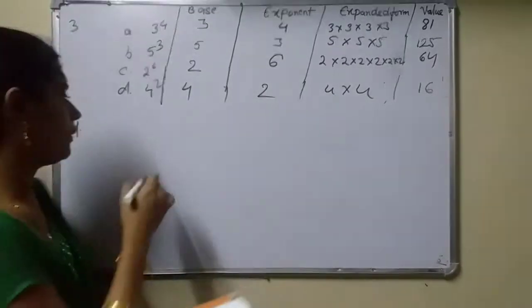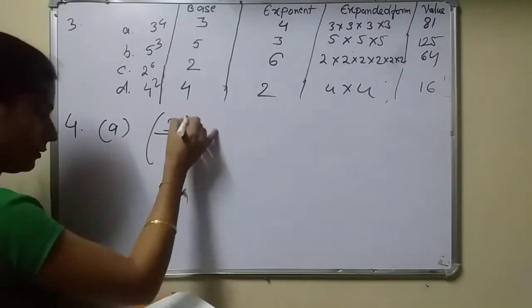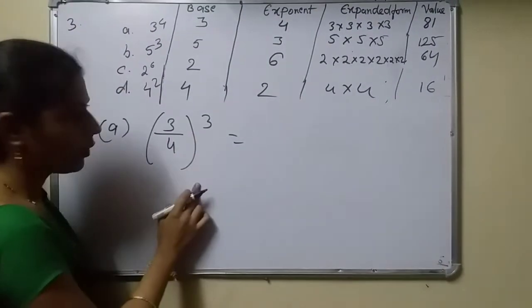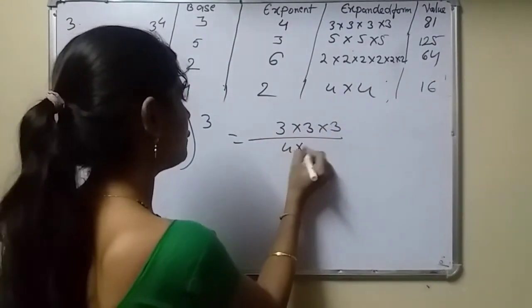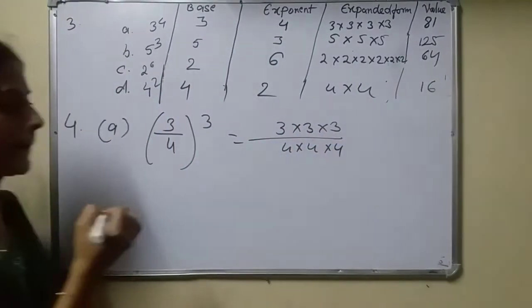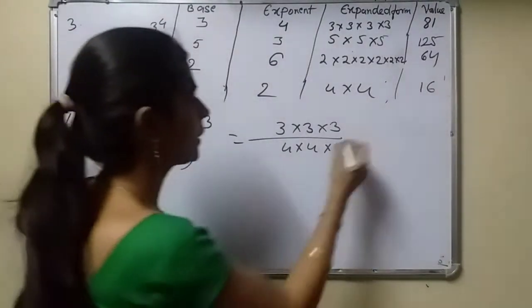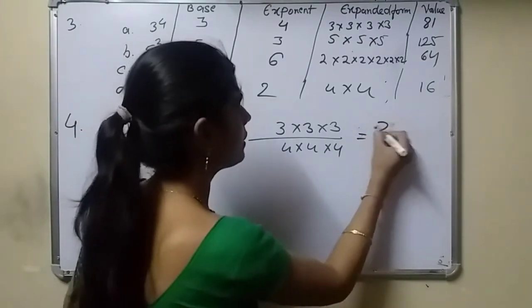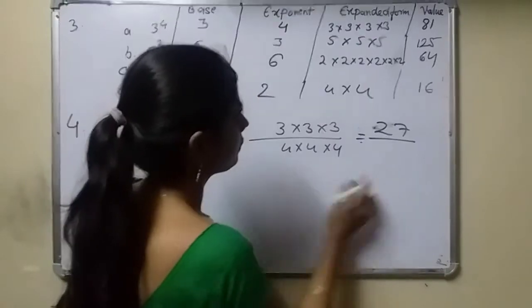Okay. Now see question number 4. Find the value of the following. 3 by 4 to the power 3 is equal to, this power is given on the whole fraction, it means 3 into 3 into 3 divided by 4 into 4 into 4. Now see, 3 3s are 9, 9 3s are 27, 4 4s are 16, 16 4s are 64.